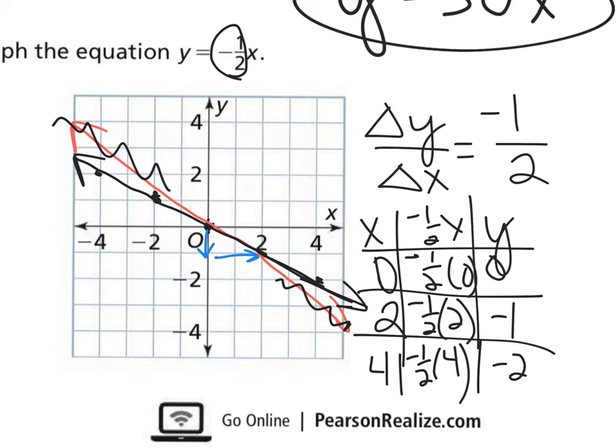Okay, again, the idea with the table is getting at least 3 points to tell. If we can get 3 points to line up, that's a good verification that we've done the problem correctly. And again, always make sure, in this case, we're looking for a negative slope. Make sure your graph looks like a negative slope.